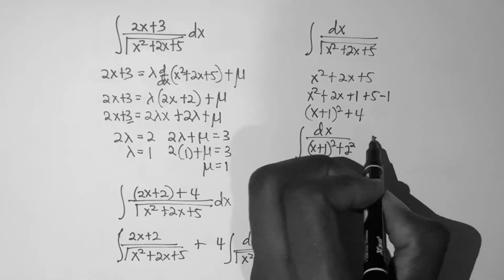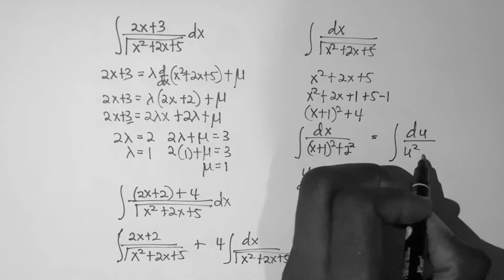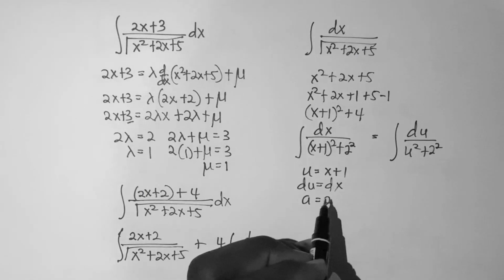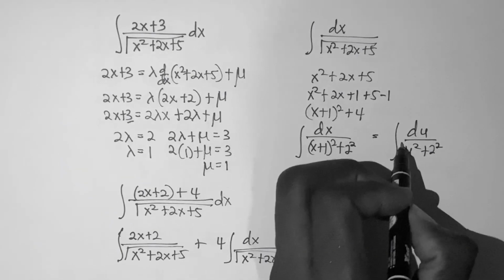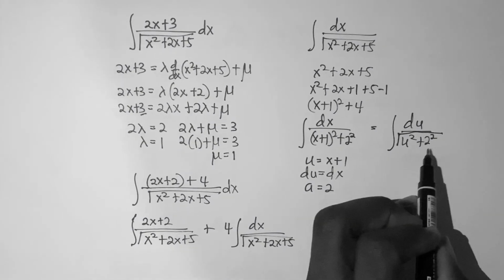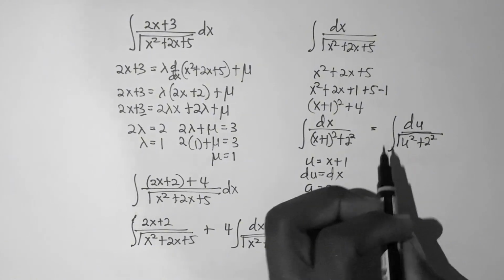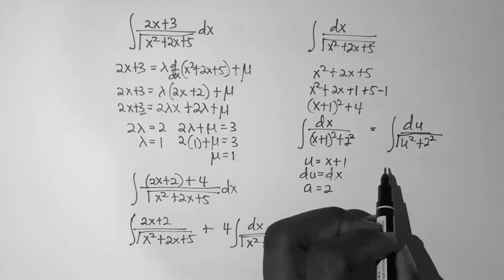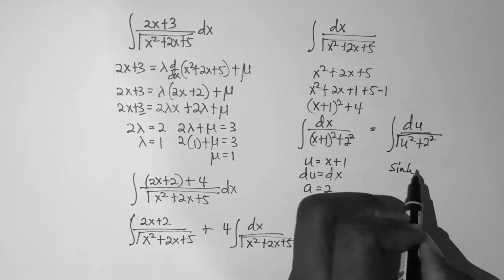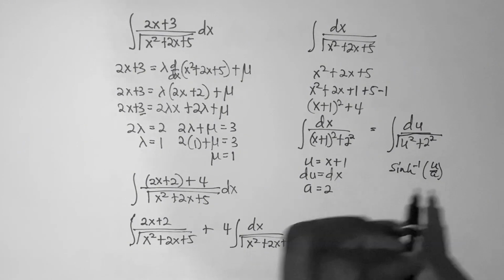So this integral can further be reduced. So let me do it here. So this is equal to the integral of du over u squared plus 2 squared, and this integral, there's a square root here. So the integral of du divided by the square root of u squared plus 2 squared will give us the hyperbolic function. So this is equal to the hyperbolic sine inverse of u over a.